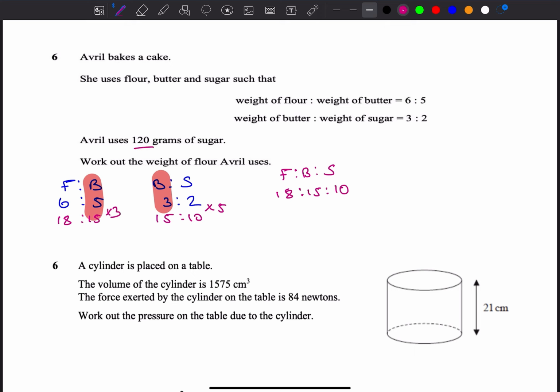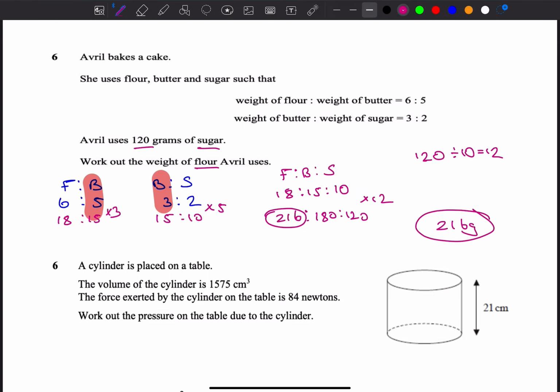120 grams of sugar. 120 grams divided by sugar, remember, sugar is 10, which is 12. Times everything by 12. 18 times 12 is 216. What do they want? Flour. 216 grams. Okay. Good.